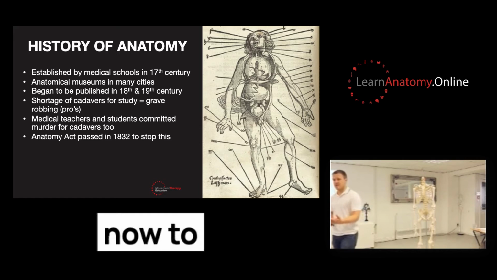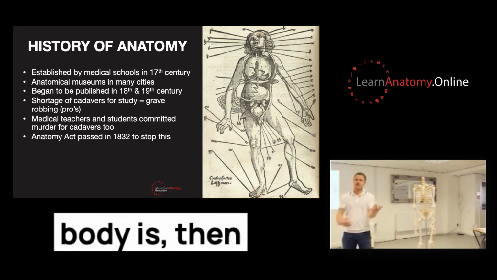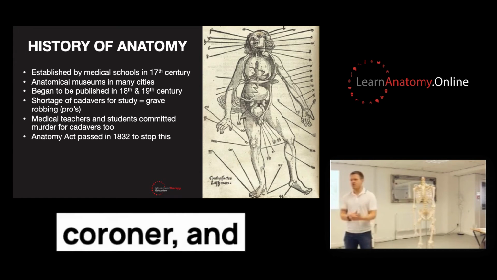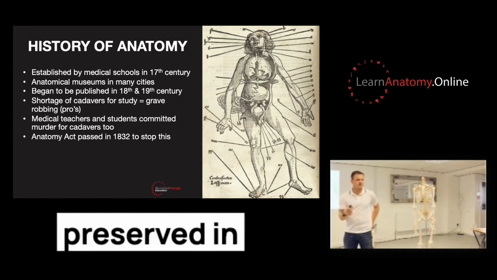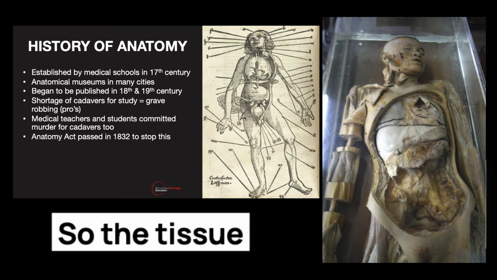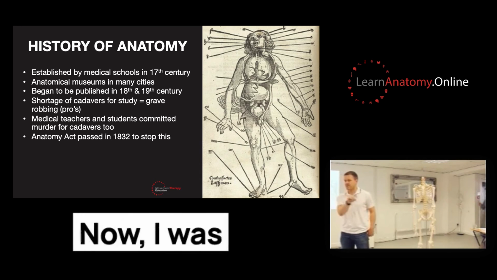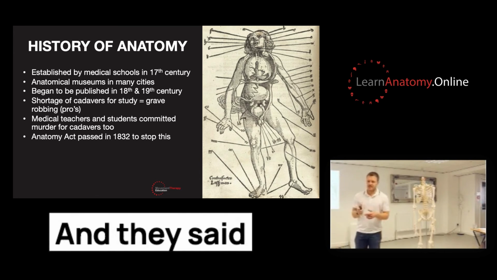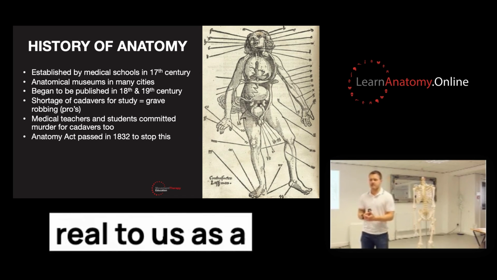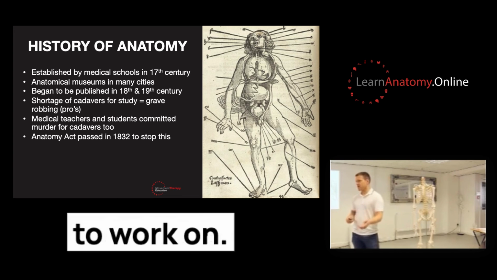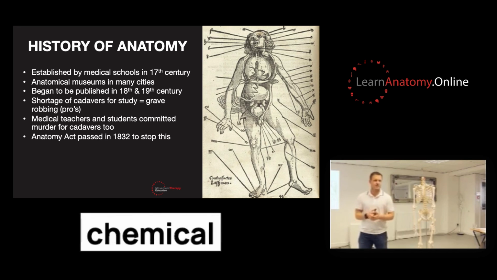You have to bequeath your body to science now and sign all the papers. And then when you do pass, your body is checked over by the pathologist, usually a coroner, and then given to the labs. The bodies that I've worked on are mainly preserved in something called formaldehyde. So the tissue isn't quite the same as normal living tissue, but they're changing the way they do it now. I was having a chat with someone just the other day, and they said that they're using different types of chemicals, so the tissue is more real, more lifelike to work on. It's quite interesting because it feels different when they've had that.